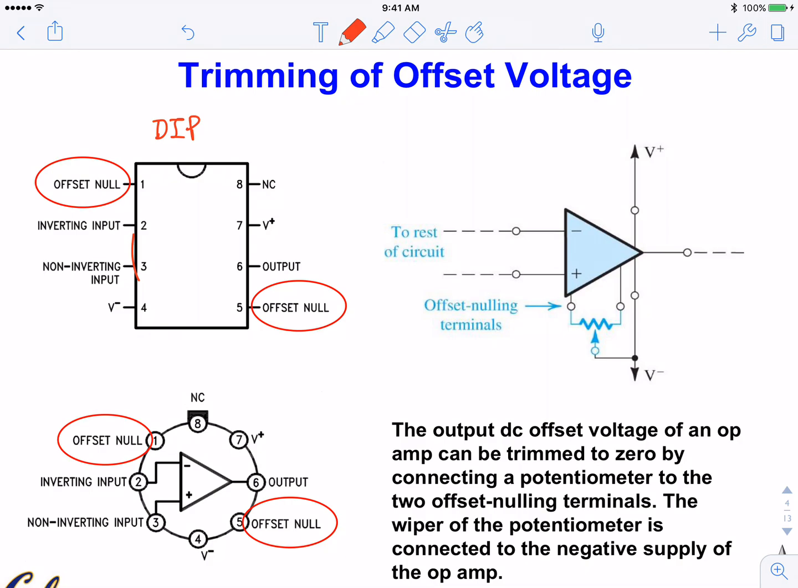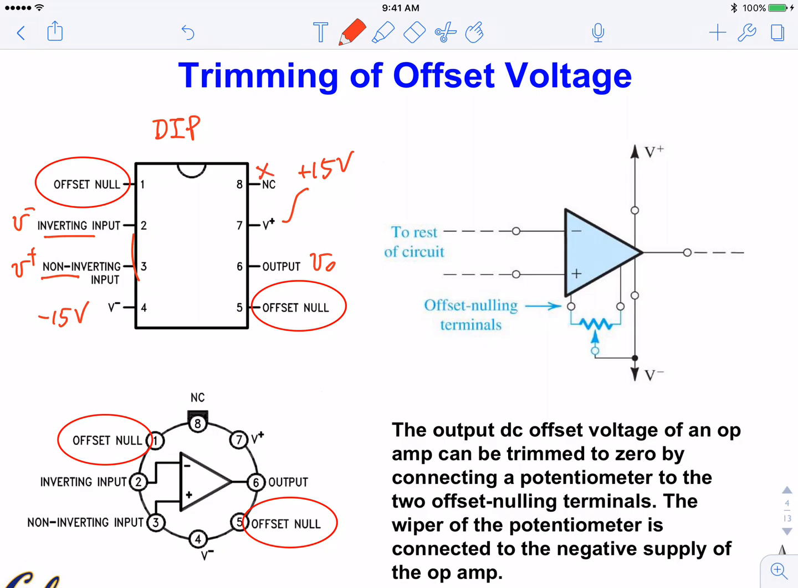V plus goes to the power supply. This could go to, say, plus 15 volts if your power supply is 15 volts. V minus goes to minus 15 volts, basically the most negative voltage in the system. Then there are two inputs: the inverting input and the non-inverting input. This is where you apply V minus, and this is where you apply V plus. The output is VO. NC means not connected, so that's just an open terminal, nothing there.